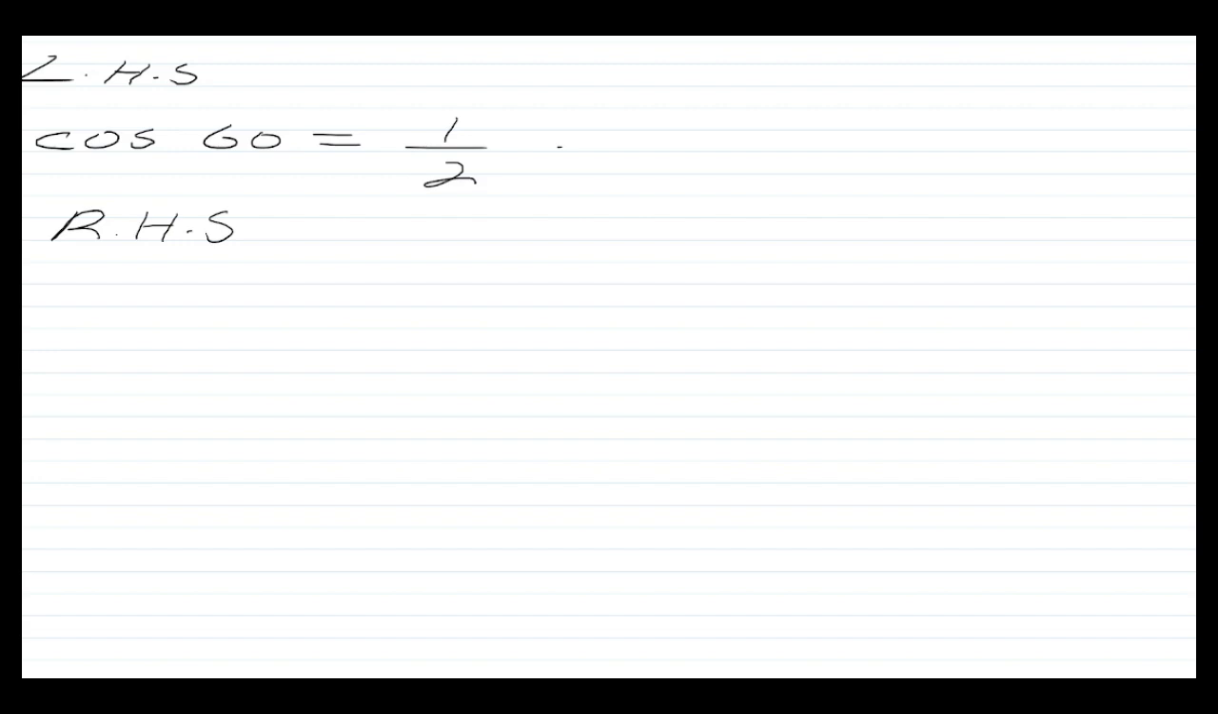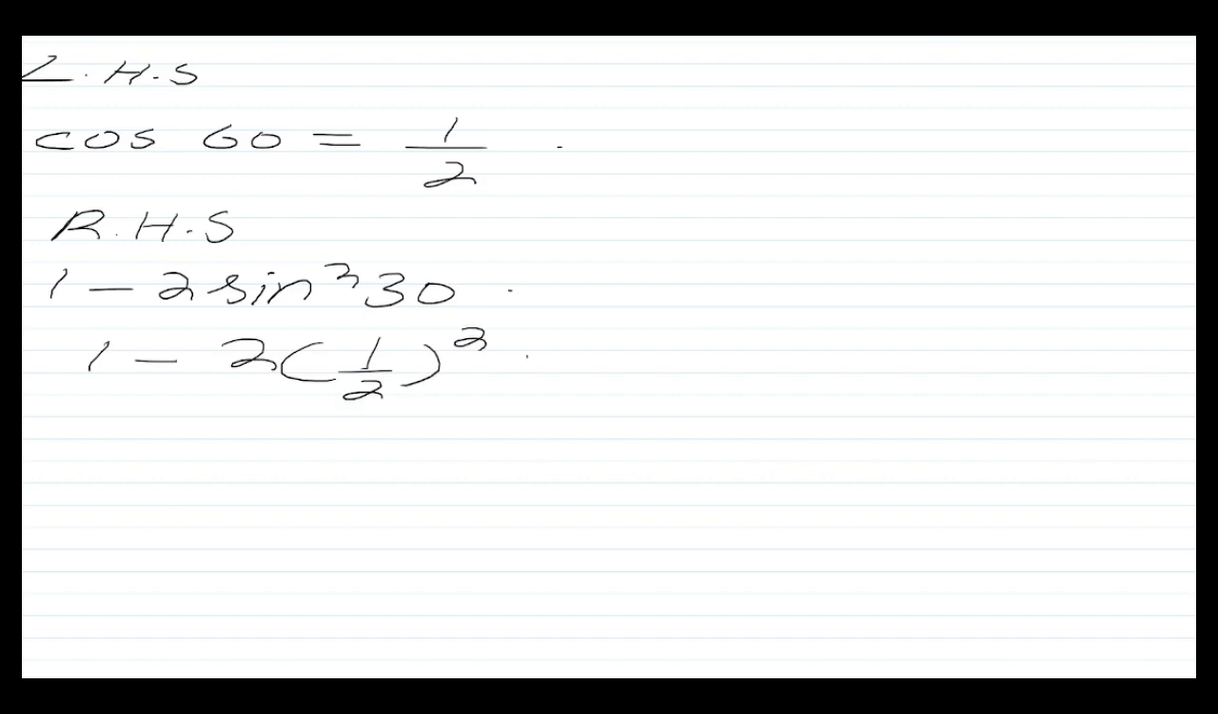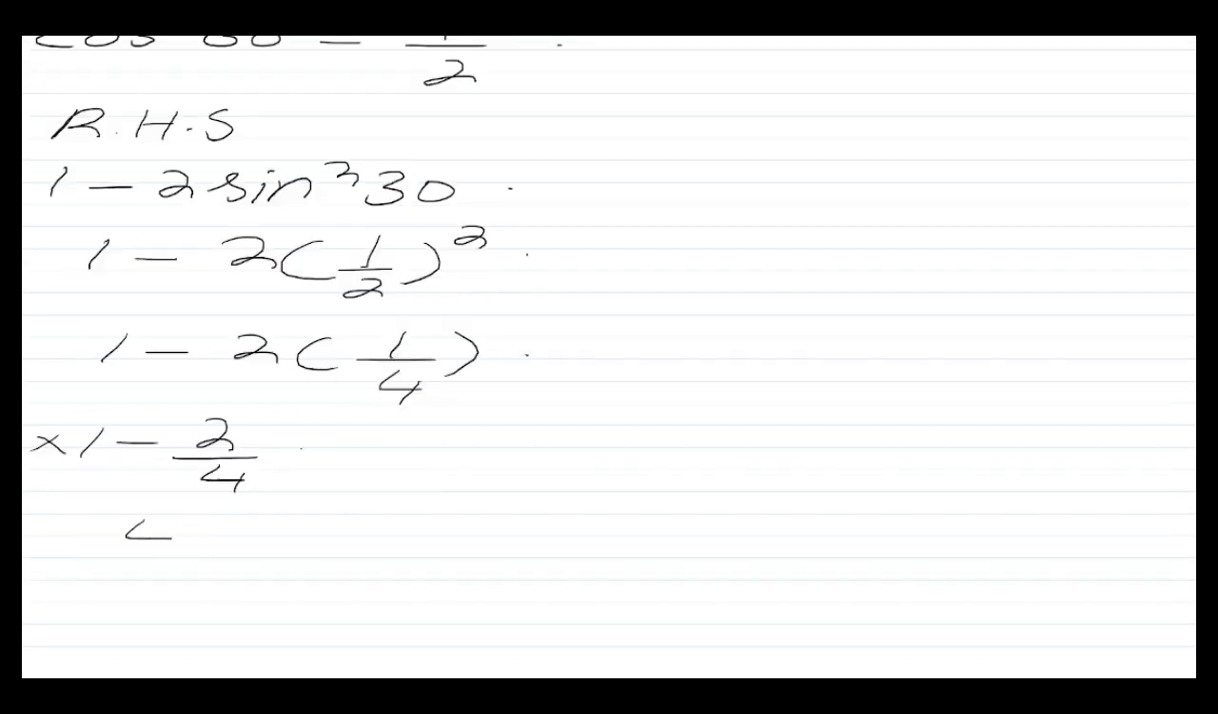So instead of that we will write 1 minus 2 sine square 30, and then 1 minus 2 bracket 1 by 2 whole square. So what will happen is that we will have 1 minus 2 bracket 1 by 4 here, and then 1 minus 2 over 4. So this will be multiplied by 4 by 4. So what do we get here? We will have 4 by 4 subtracted from 2 by 4.